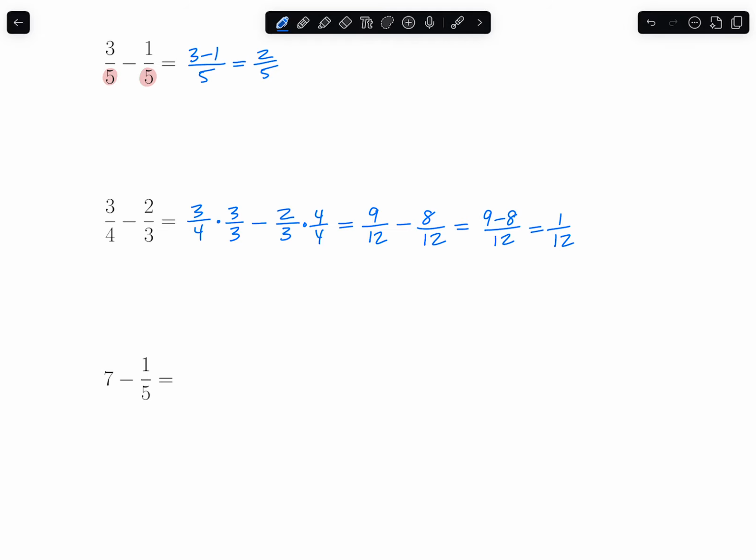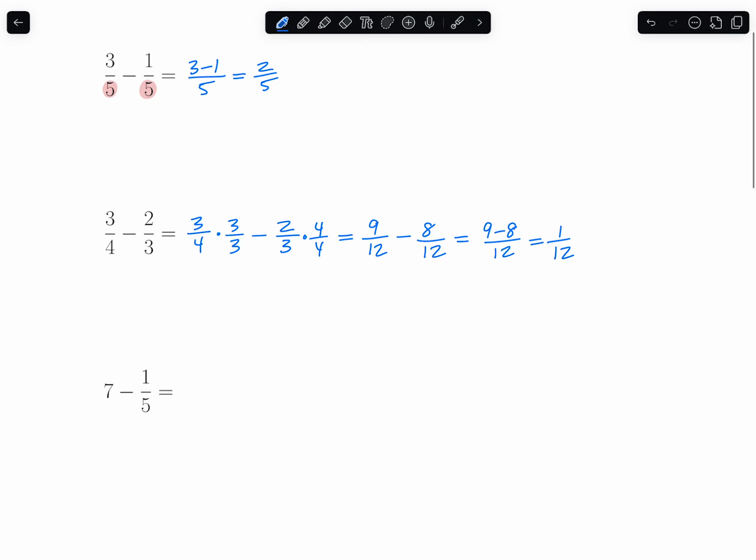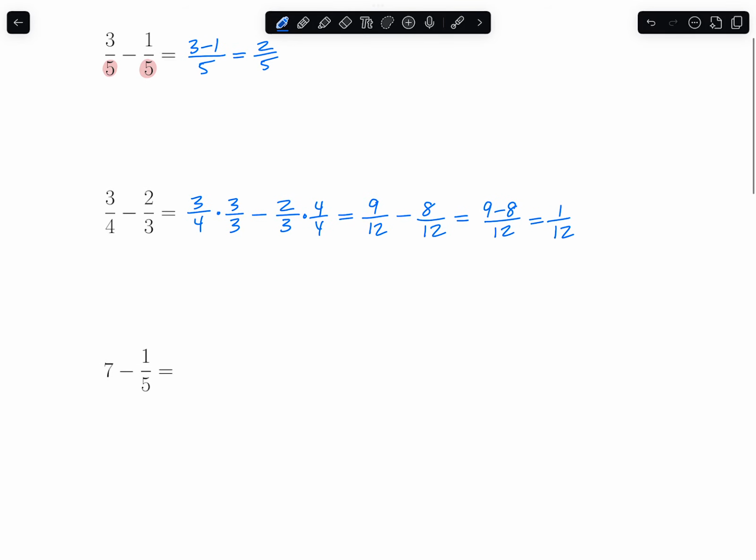Okay, and lastly, if you have a situation where you have a whole number thrown into the mix, remember, just make it a fraction. Just like with addition, we just make all the whole numbers into fractions. So I'll take that 7 and replace it with 7 over 1. So I've actually got 7 over 1 minus 1 over 5. So how can I get a common denominator here? I can just take the first fraction, 7 over 1, and multiply it by 5 over 5, and then I've still got my minus 1 over 5 here. Okay?